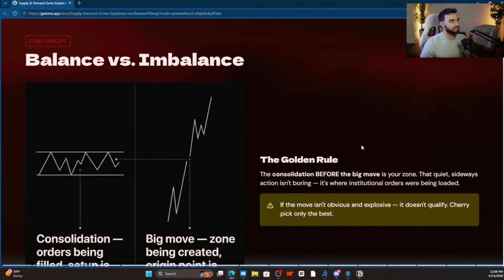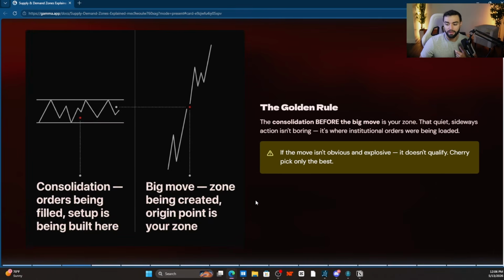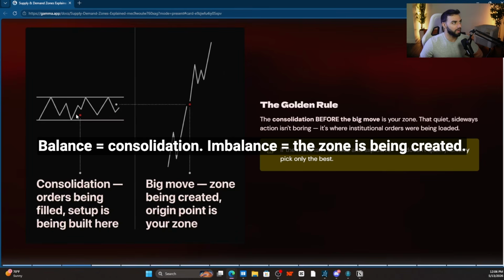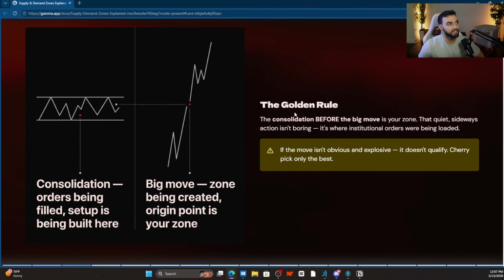This is the core concept: balance versus imbalance. So consolidation after orders being filled is where the setup happens. And the big move after the consolidation is where the zone is being created. The origin of this imbalance, the consolidation, is the pinpoint. This is where you want to look for your buys and sells. Now, the golden rule is the consolidation before the big move is your zone. We've been doing this for a while. If you're brand new, maybe you don't know this, but this is where your zone ends up being drawn.